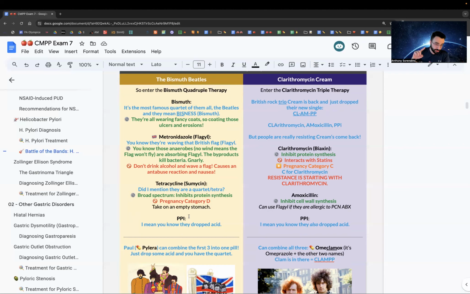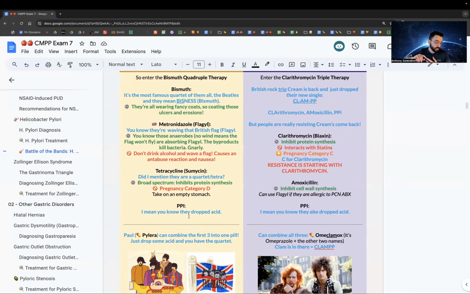So again, it's bismuth. It coats the ulcers. It's metronidazole. Once that's broken down, it starts attacking the bacteria. Tetracycline, another antibiotic here. And then just a PPI just to reduce the acid.